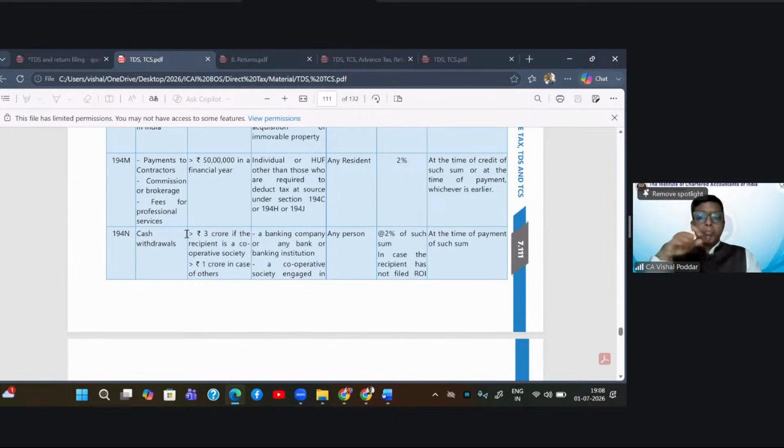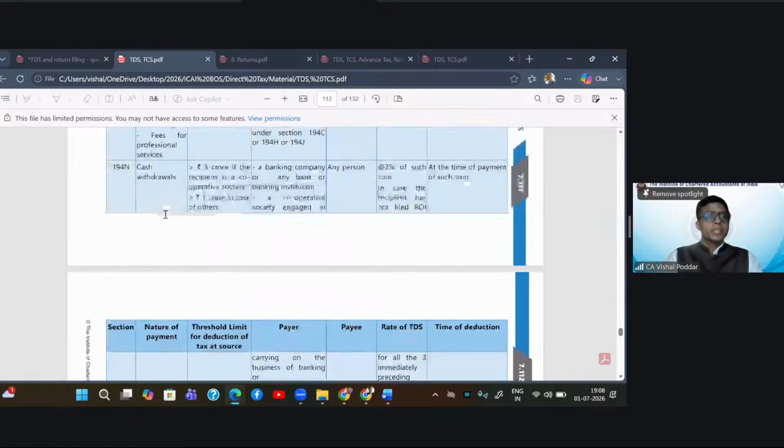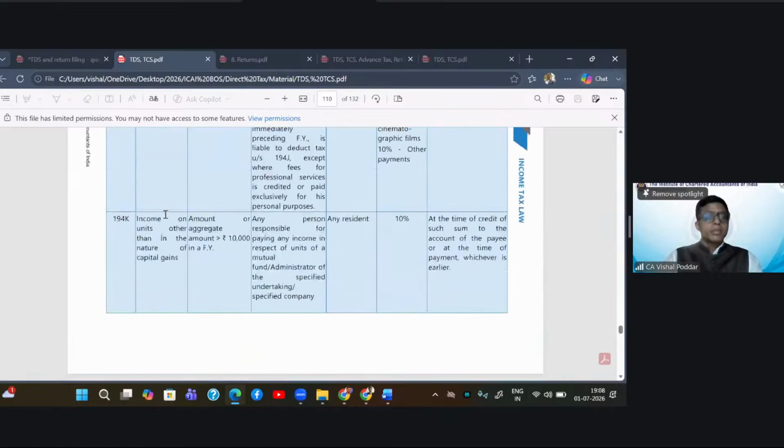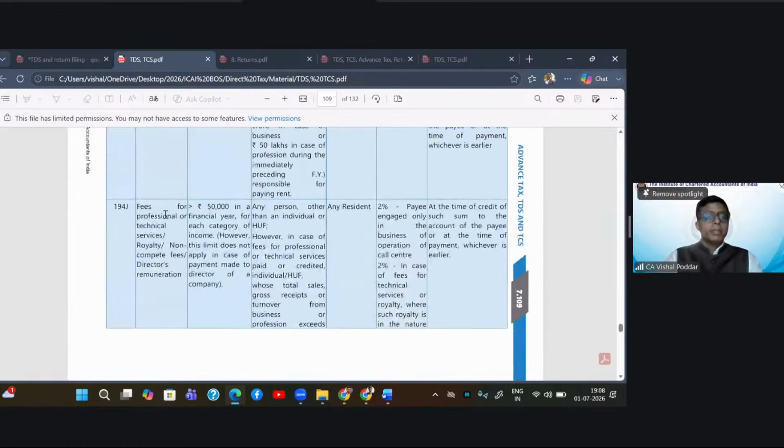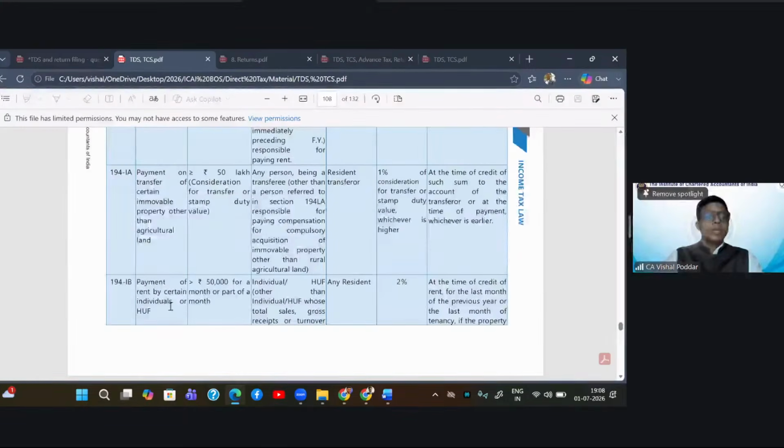And because of that, you are also making a big amount of payment for what? Contract, commission, fees for professional services, and 194I, which we were discussing in the previous section, where you are also paying a huge amount of rent.